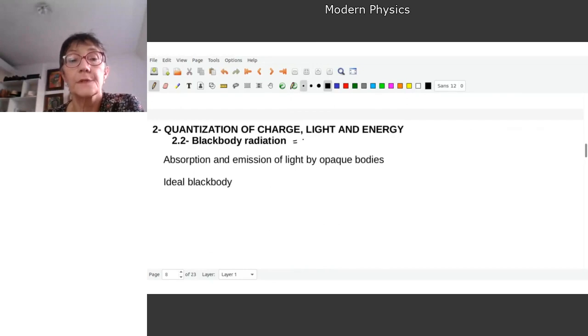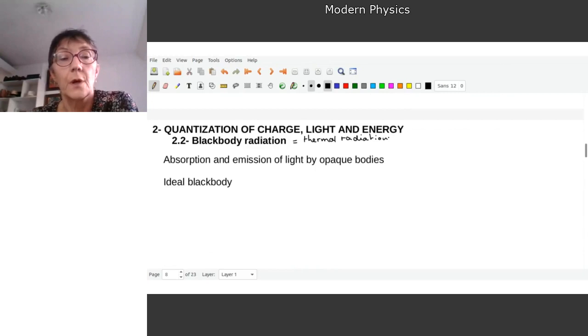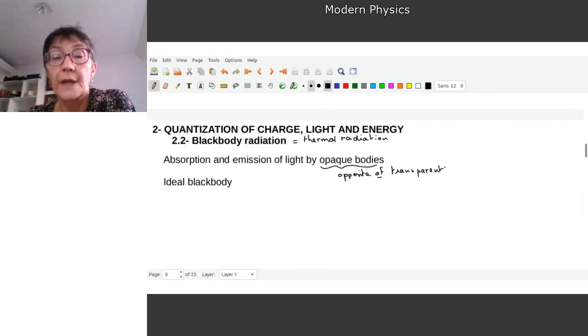So let me write it here. This is thermal radiation. So this is something that can be observed. You have first opaque bodies. I don't know how to pronounce it actually. This is the opposite of transparent. So a transparent body is some material that lets the light propagate, pass through it essentially without absorption.